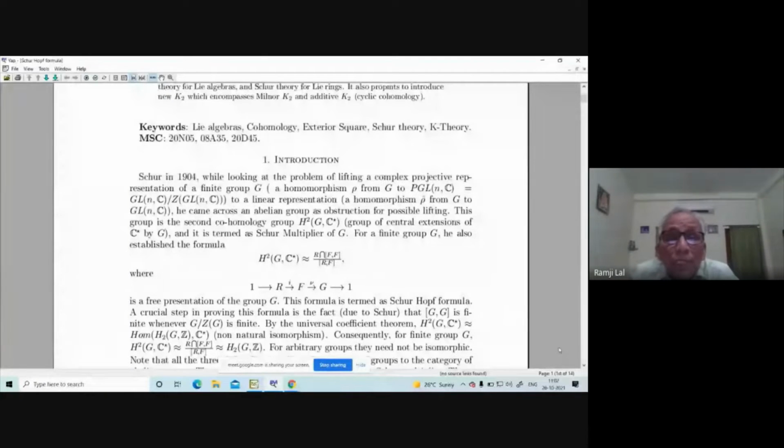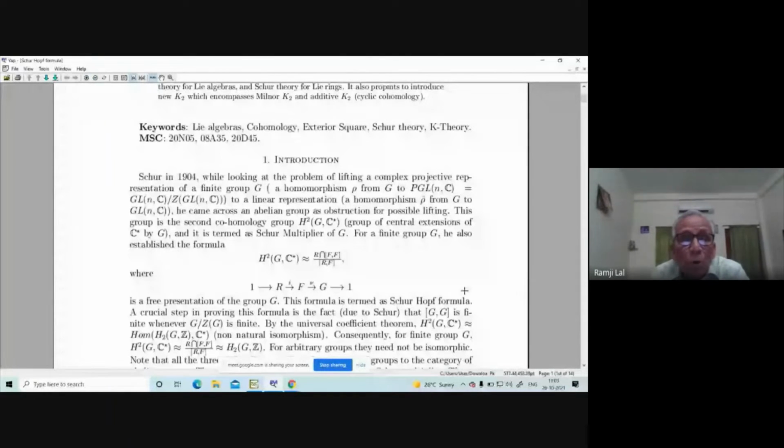So, see, Schur in 1904, while looking at the problem of lifting a complex projective representation of a finite group G: a projective representation of a group is simply a homomorphism from a group G to PGL_n(C), the projective general linear group, which is GL_n(C) over the center of GL_n(C), to a linear representation. So you have a homomorphism from a group G to the quotient group GL_n(C) over its center, and you have to lift it to a homomorphism from G to GL_n(C), whether we can do it or not.